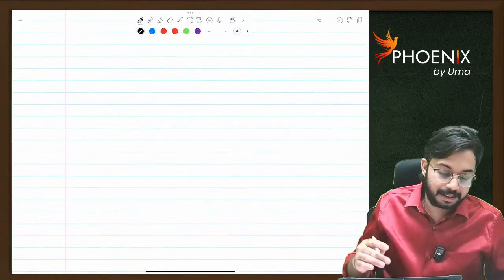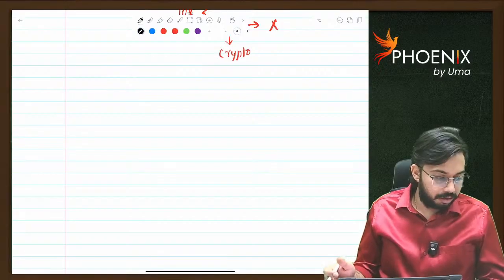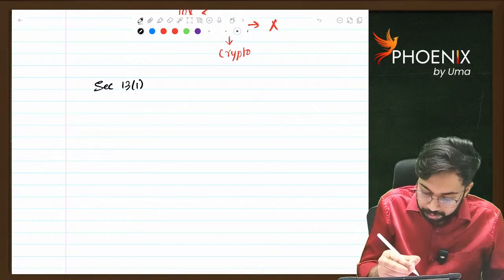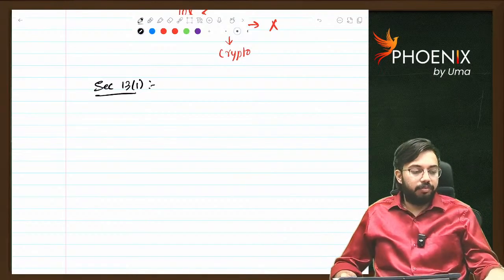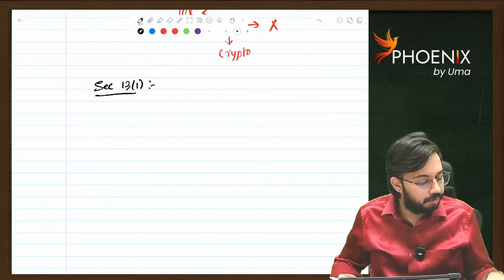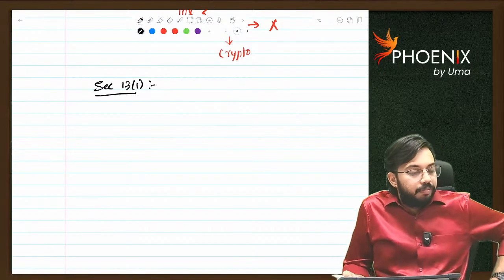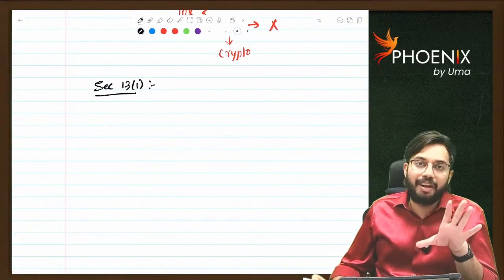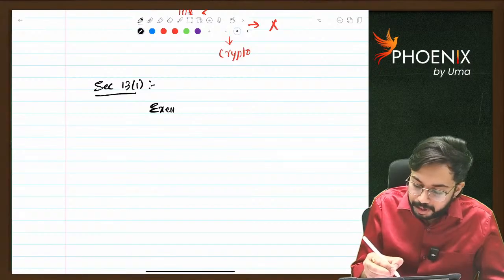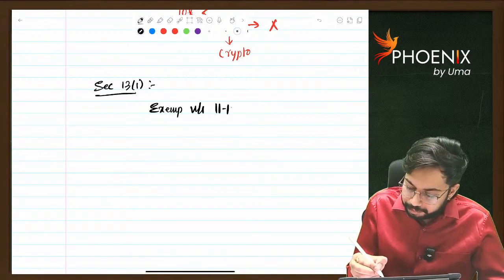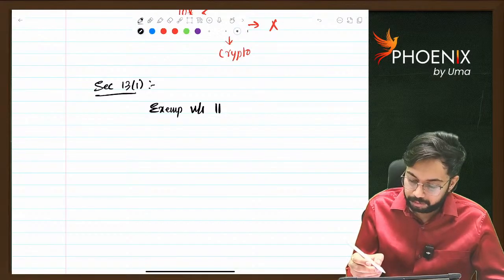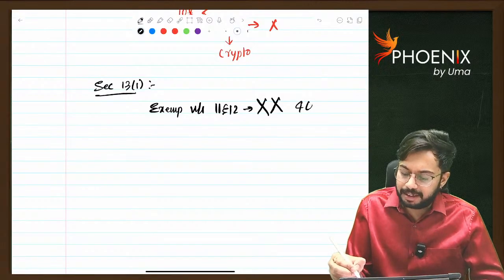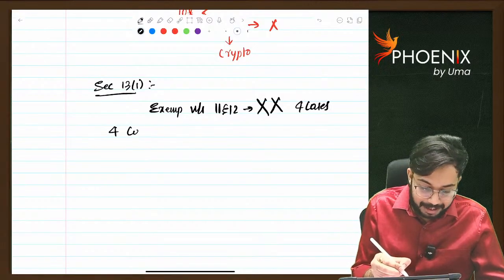Next, we will discuss section 13(1). In certain cases, exemption under sections 11 and 12 is not available. Exemption under sections 11 and 12 is not available in 4 cases. What are those 4 cases?